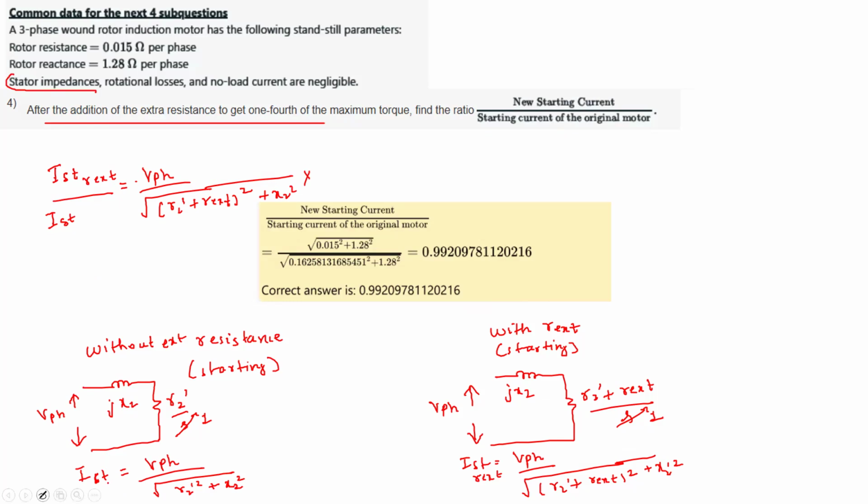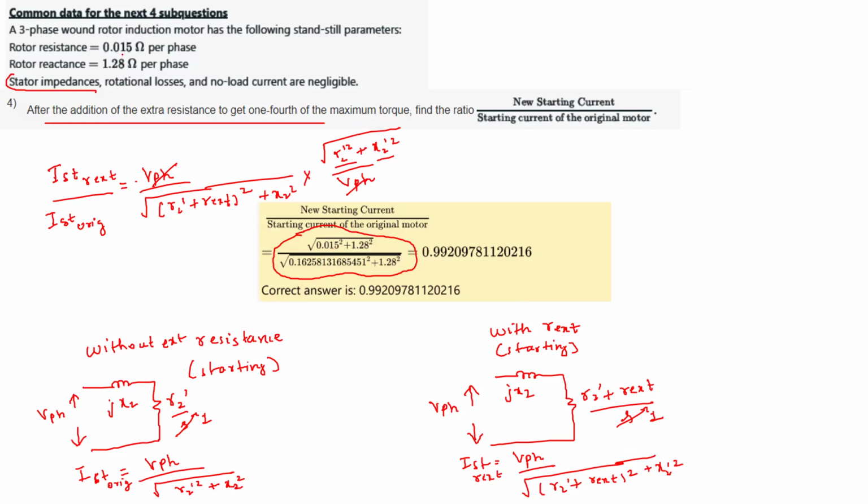So this is, let us say, original. I starting original is V phase by root over R2 dash square plus X2 square, no external resistance. So this is V phase by root over of R2 dash square plus X2 dash square. So these two will go, and you will be left with this. So you can put the value of R2 dash and X2 dash.